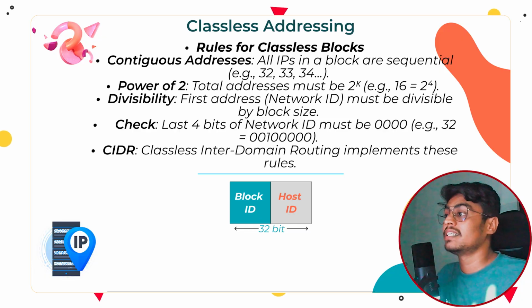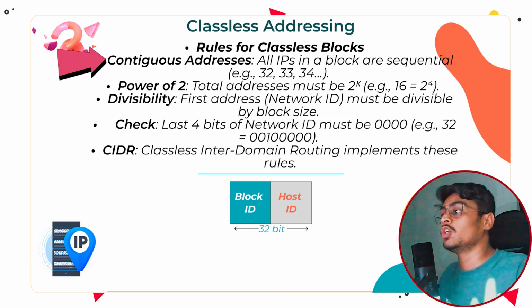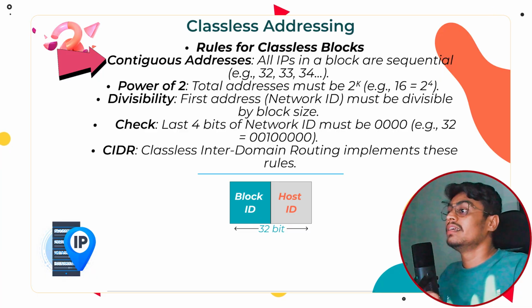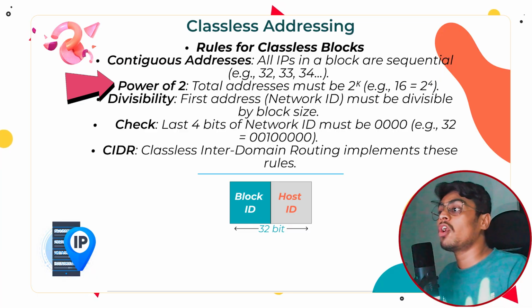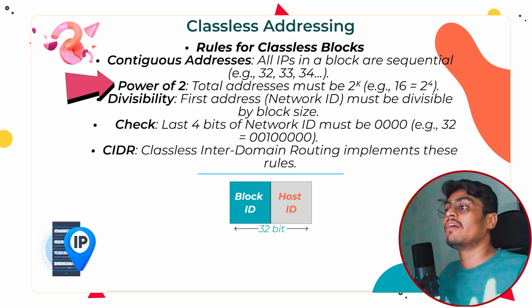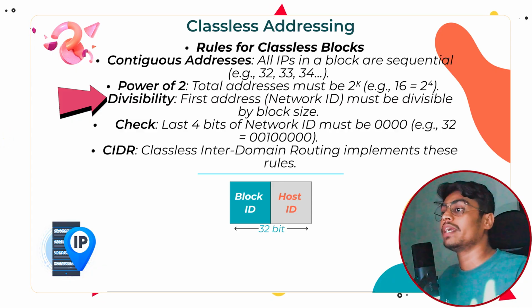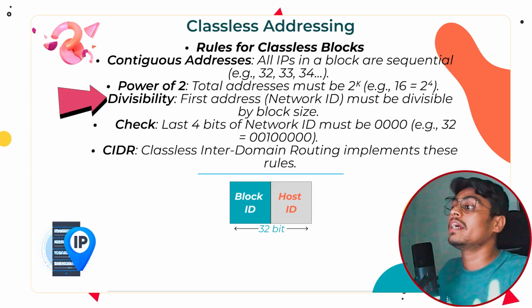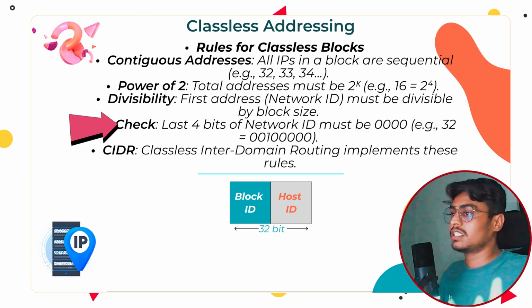Okay, now what are the rules for classless addressing? Addresses should be contiguous. All addresses in a block should be contiguous, like 32, 33, 34, 35, 36. No gaps should exist. Now the second rule is the number of addresses must be a power of 2. In our example, 16 hosts, 2 to the power 4, which is valid. The first address must be evenly divisible by block size. Okay, the network ID should be divisible by block size. In our example, 32 should be divisible by the block size 16.